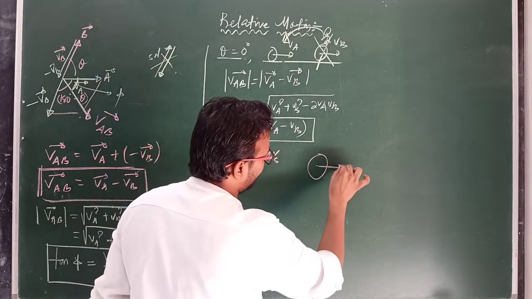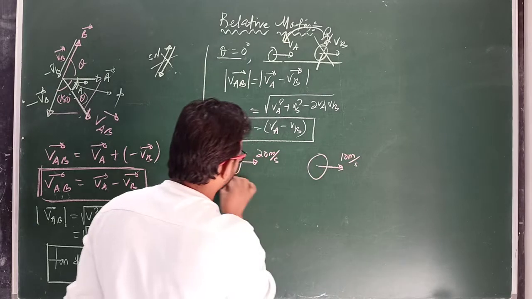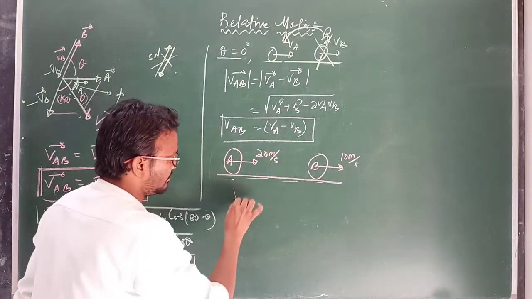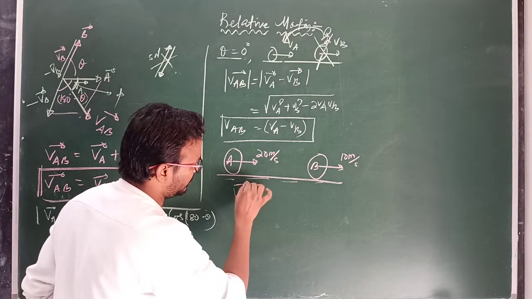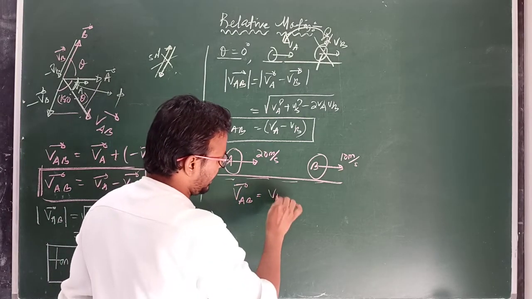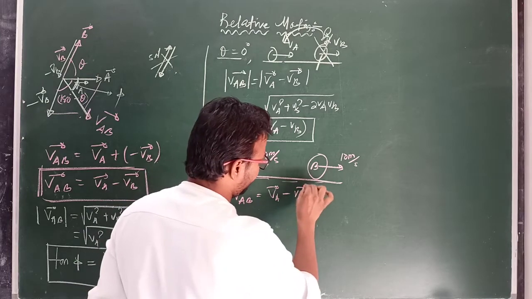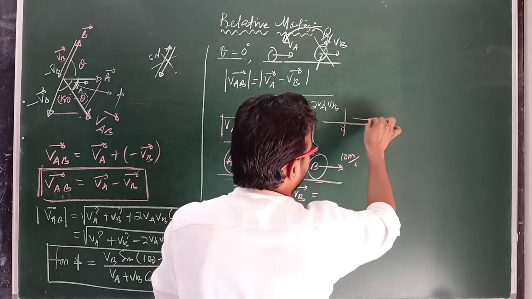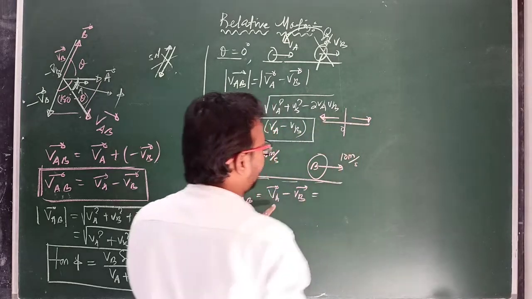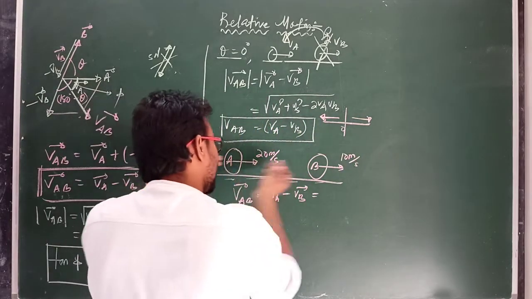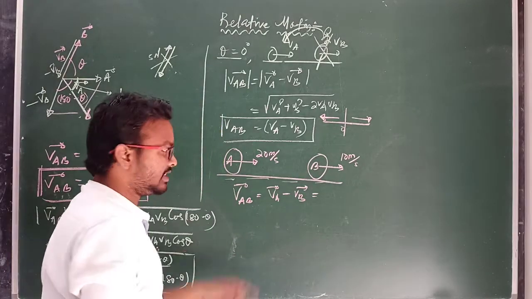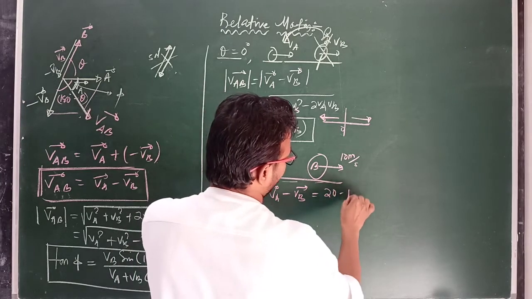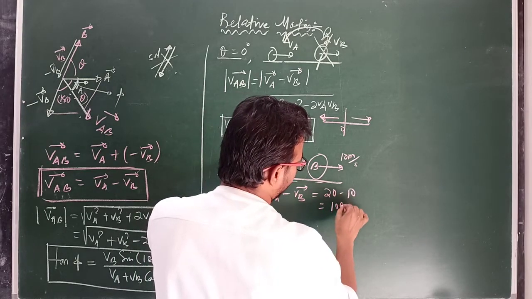and another object here moving with 10 meter per second on the ground frame. Suppose this is object A and this is object B. Find the velocity of A with respect to B. In this case, we can write VA minus VB. First, this is the origin, this direction is positive and this is the negative direction. Because these are moving towards this direction, or towards the east direction, it will be positive. So VA is 20 minus 10, equal to how much? That is 10 meter per second.